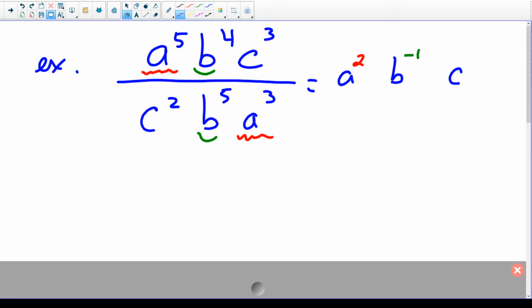Now, for our C's, we've got 3 of them at the top. We've got 2 of them at the bottom. We're going to have 1 of them left. It is your choice whether you want to write a power of 1 or not. Okay? But just know that if there is a letter there, there is a power there. Okay? It's not a power of 0. It's a power of 1 because there's a C left over. All right? So we'll come back to this.